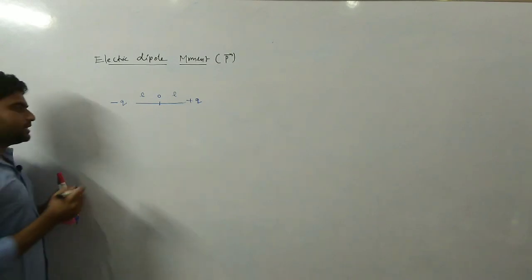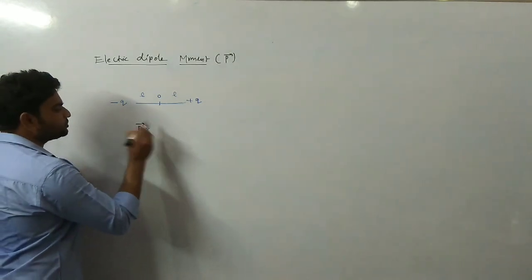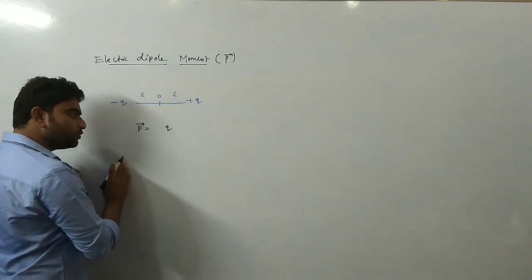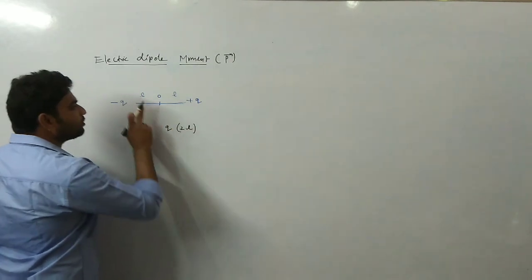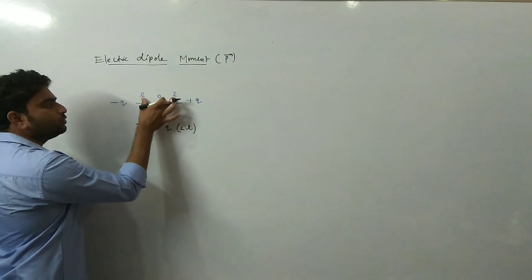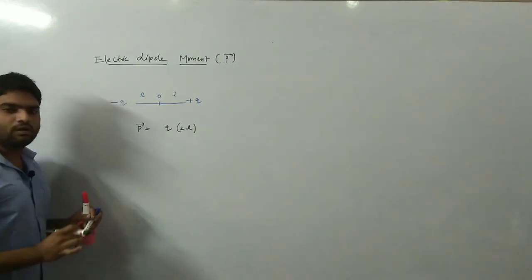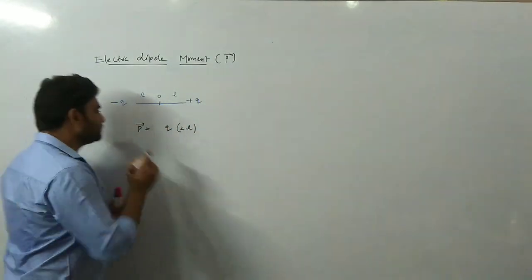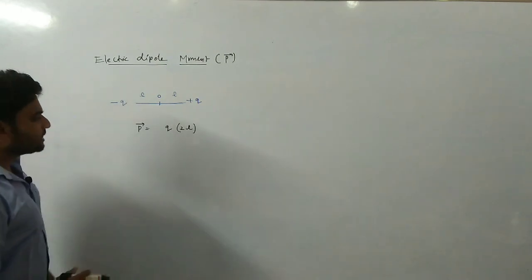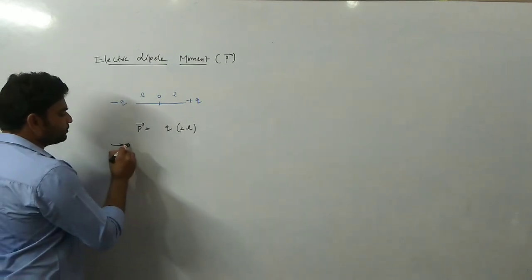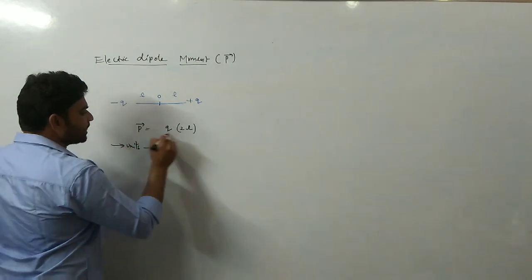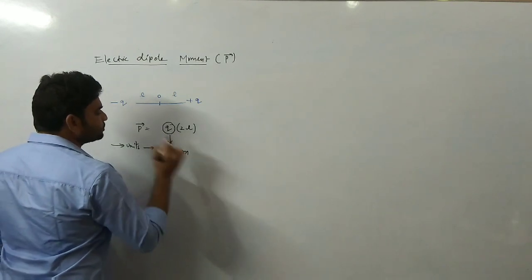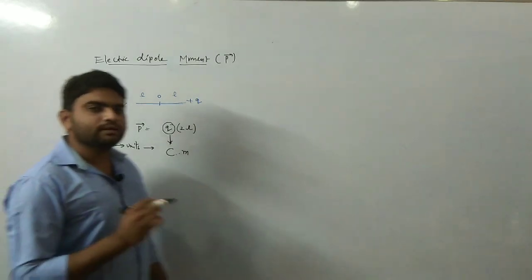What dipole moment is telling us is that my dipole moment equals charge times the length between the two charges. The magnitude of the charge is q and the length between the two charges is 2L, because here it is L and here also L, together 2L. This product gives you the dipole moment, that is the electric dipole moment. So electric dipole moment is a vector quantity. If we discuss its units, the charge is measured in coulombs, that is C, and length is measured in meters. So coulomb meter is the SI unit of dipole moment.